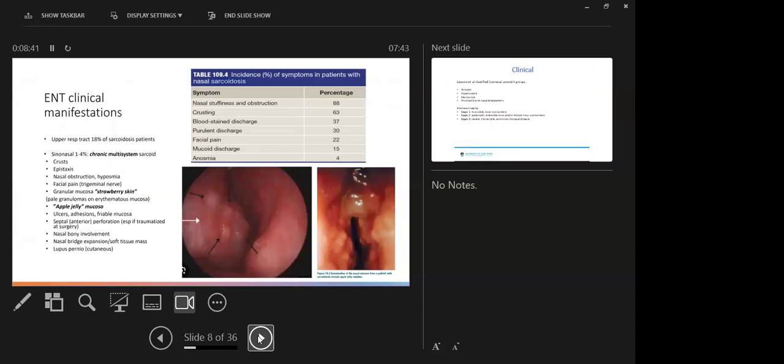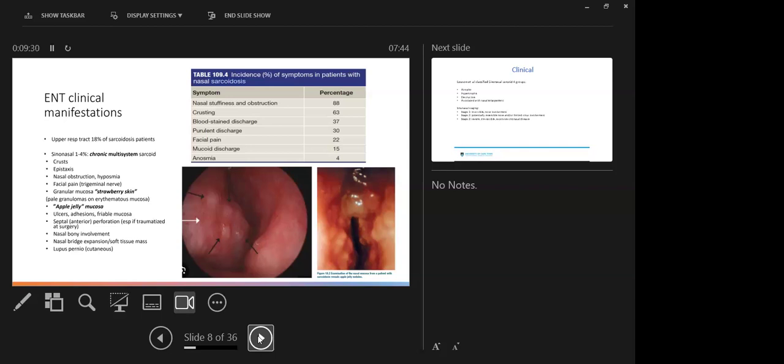Okay. When we look at ENT clinical manifestations, the upper respiratory tract is involved in around 18% of sarcoid patients, with sinonasal about 1 to 4%. If you have sinonasal sarcoidosis, it generally indicates that you've got more of a chronic multi-system sarcoid, although it can occur in isolation. Sinonasally, your patient may present to you with crusts and a history of epistaxis, nasal obstruction, hyposmia. The hyposmia could either be as a result of the crust accumulation within the nasal cavity or even involvement of the actual olfactory nerve.